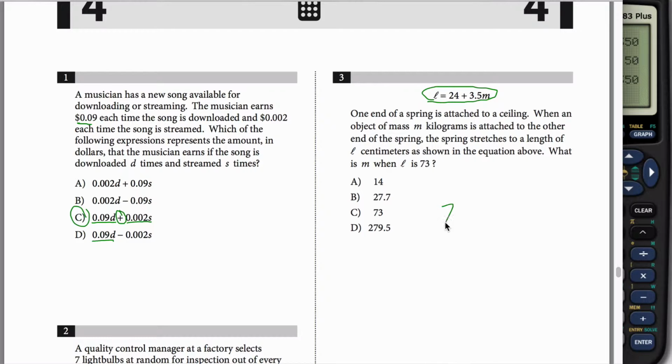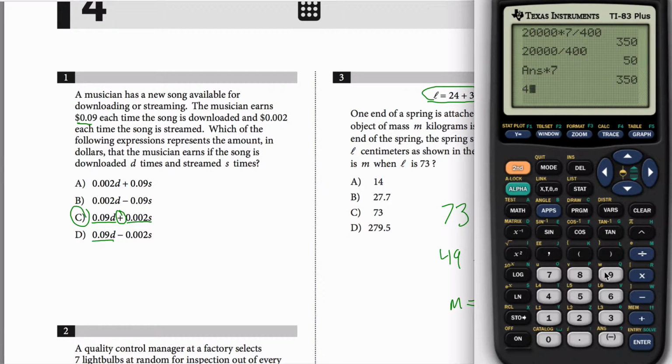Well, that's fairly straightforward. Instead of writing L, write 73. So solve this equation right here for m. Subtract 24 from both sides of the equation. You get 49 is equal to 3.5 m. And then divide both sides by 3.5, and you get that m is 49 over 3.5. This is half of 7. So you can cancel this out with half of one of those. Okay, so you could probably figure that out, but you don't have to.